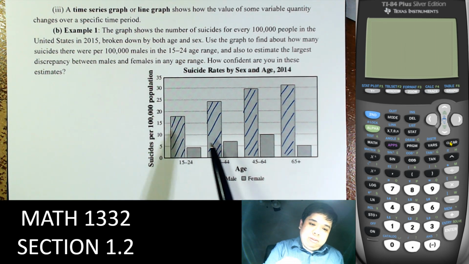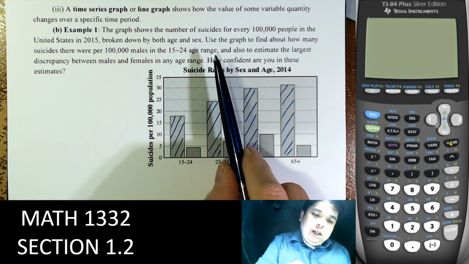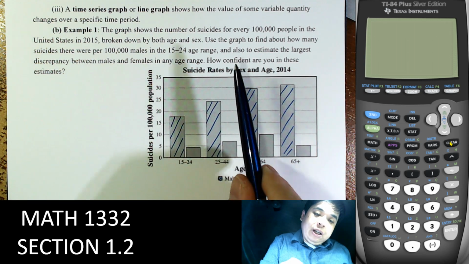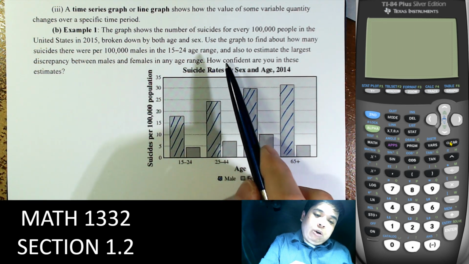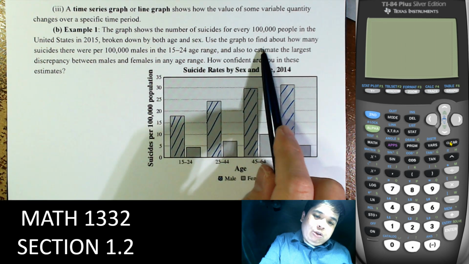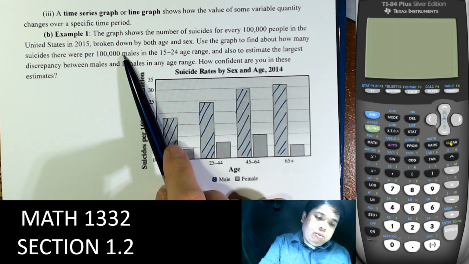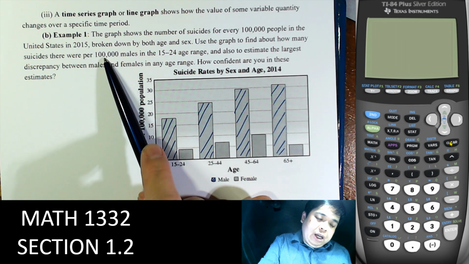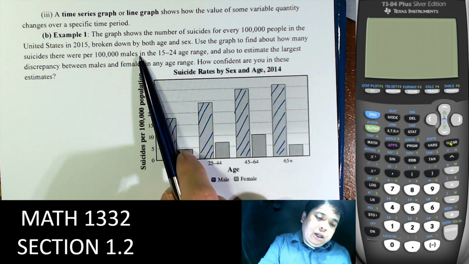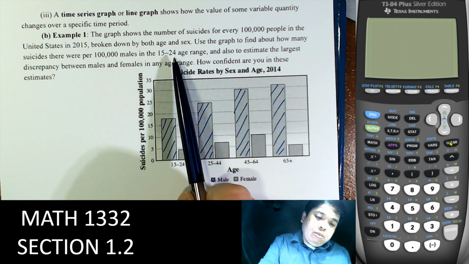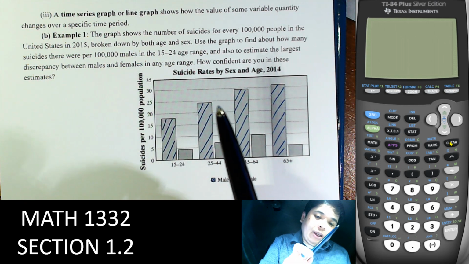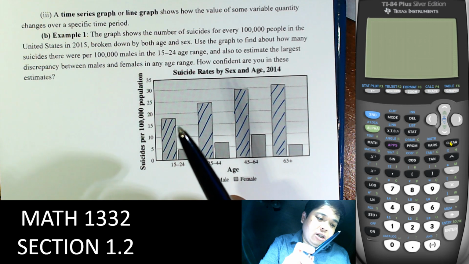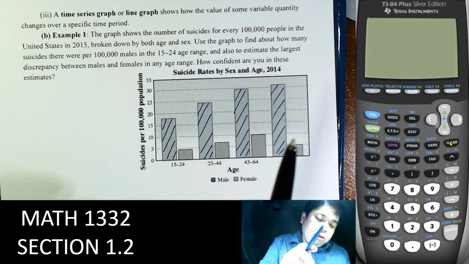So that will be male and female. Right. We look at the graph and say, how confident are you? Okay, what is that? Use the graph to find out how many suicides were male in 100,000 between 15 and 24, and estimate the largest discrepancy between male and female.